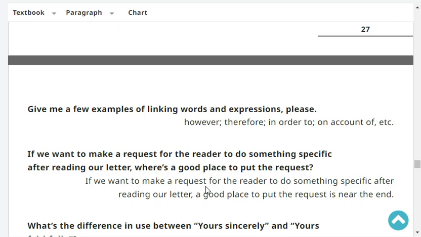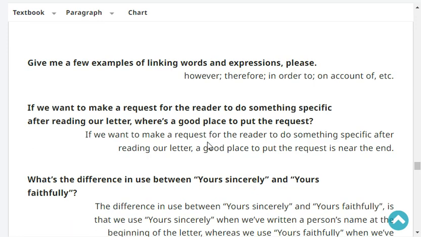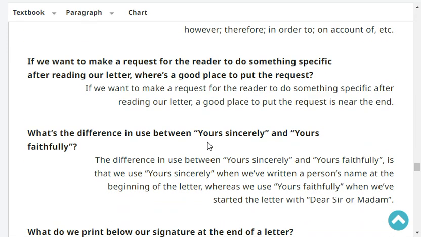However, therefore, in order to, and on account of are a few examples of linking words and expressions. Right?